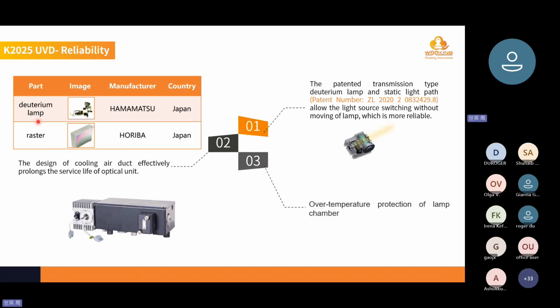And the K-base deuterium lamp is manufactured by Hamamatsu, and the reactor is manufactured by Horiba. And the two companies are also suppliers of Agilent, Shimadzu, and so on. The design of a cooling air duct effectively prolongs the service life of the optical unit. The over-temperature protection function of the lamp chamber will automatically give an alarm and turn off the lights if the temperature exceeds the upper limit of setting.